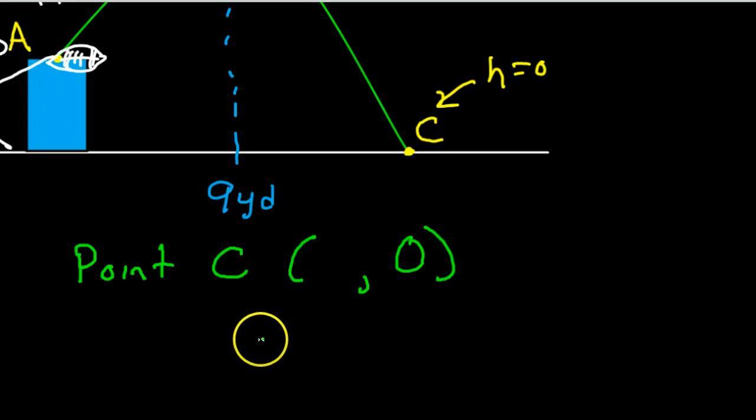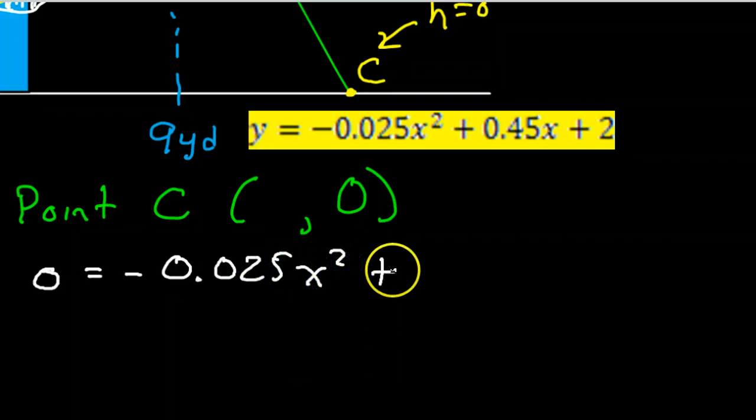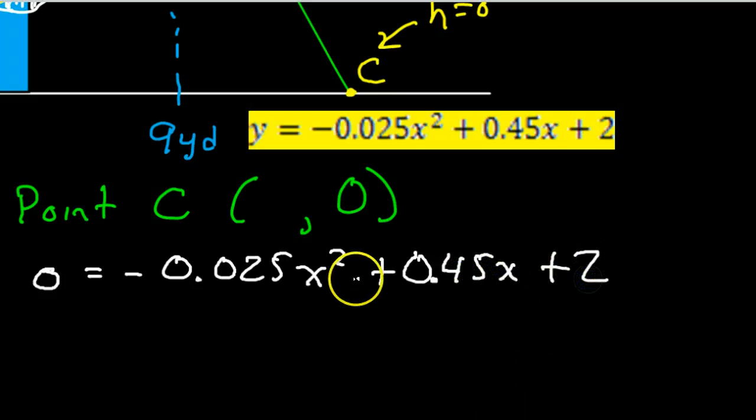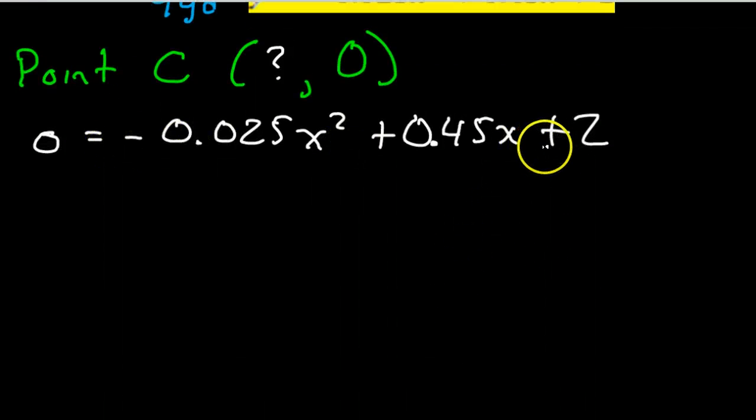So what that means is, looking back at the original equation, and here it is. If we want to find point C here on the ground, that means let's plug in 0 for the height. So this equation will become 0 equals negative 0.025x squared plus 0.45x plus 2. We are looking for this x value, so we just need to solve this equation. And we are going to use the quadratic formula.